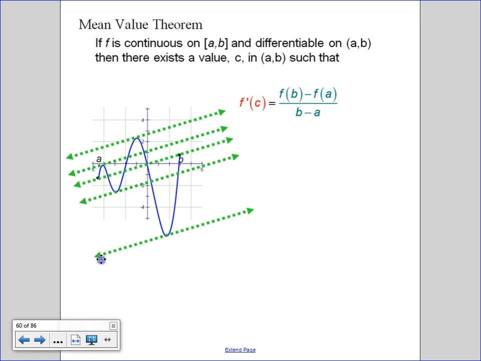What's the main one I'm using? Remember, slope of the secant line. I'm just connecting f of a and f of b. I'm ignoring the curve. That's a horrible line. Just pretend it's good. I'm looking at the slope, right?